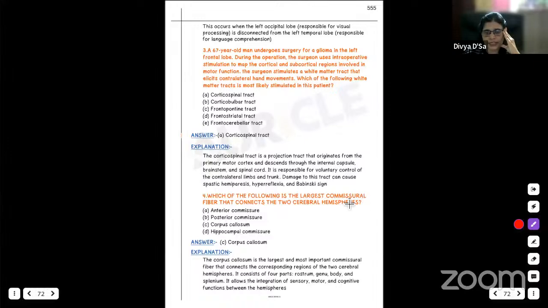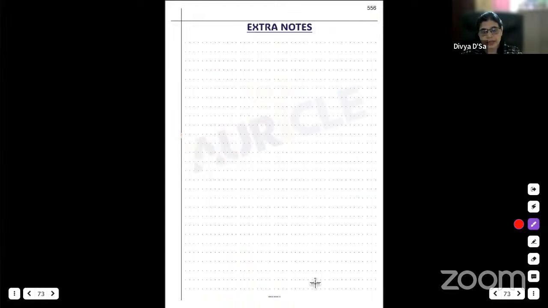Which of the following is the largest commissural fiber that connects the two cerebral hemispheres? The answer is the corpus callosum. The anterior and posterior commissures connect only the anterior and posterior portions, so they are shorter, whereas the corpus callosum connects the corresponding regions of the two hemispheres. It consists of four parts: rostrum, genu, body, and splenium. It integrates sensory, motor, and cognitive functions between the two cerebral hemispheres.